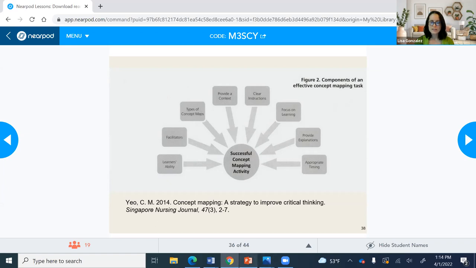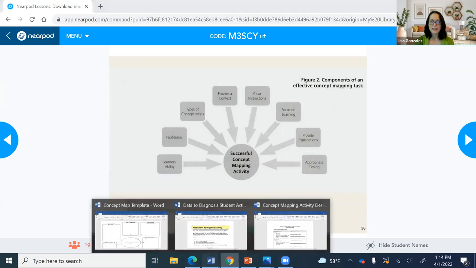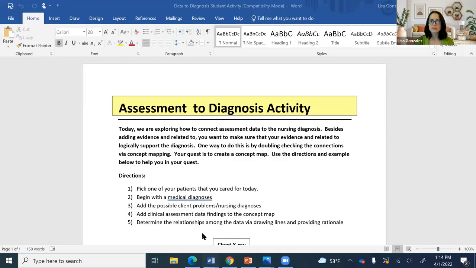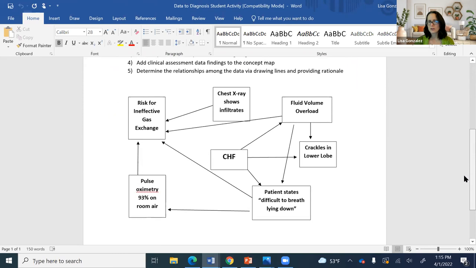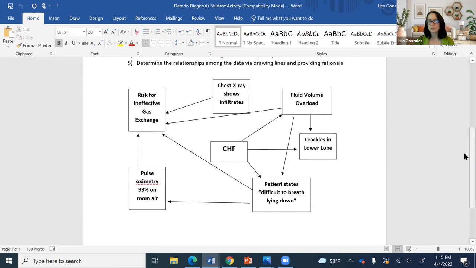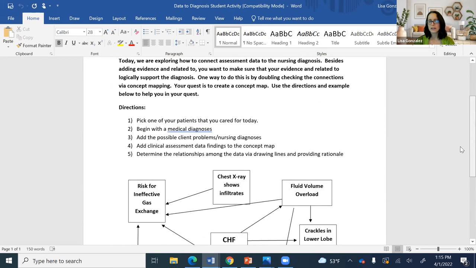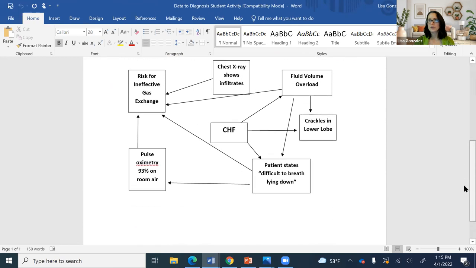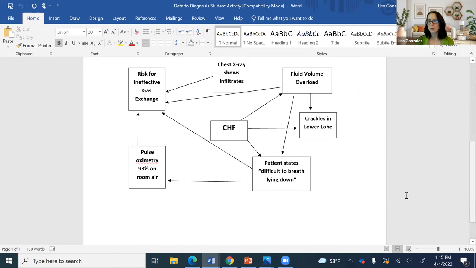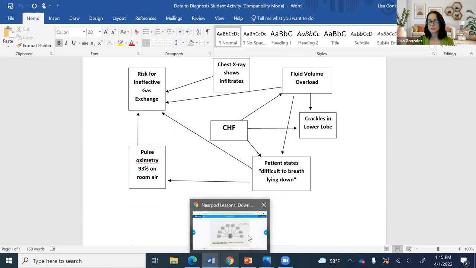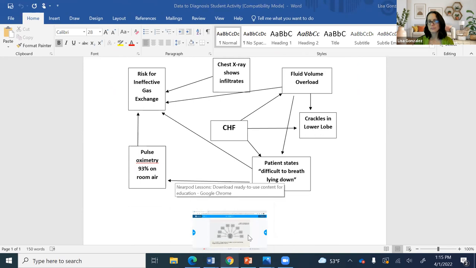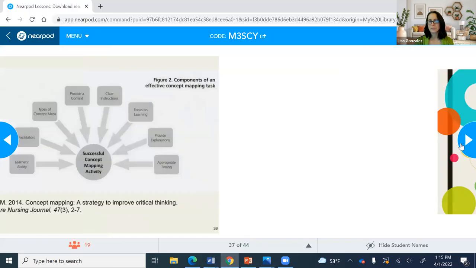So one of the things that I wanted to share was the data to diagnosis learning activity. This is my clear instructions for concept mapping when we're doing that learning activity during clinical. This is also available to you guys, and you could use it, you could tweak it, whatever you want. When they're talking about things that help with implementing concept mapping, clear instruction was one of them. So that is my example.